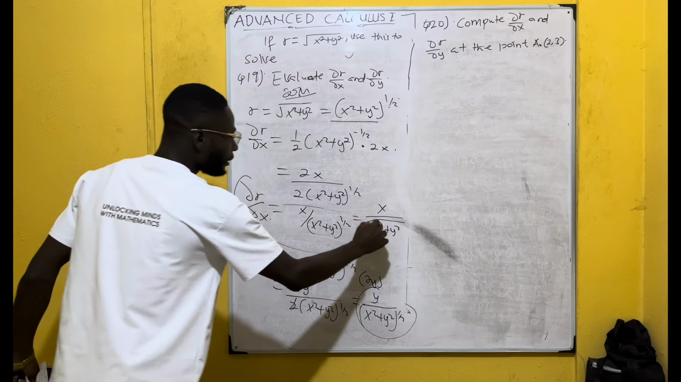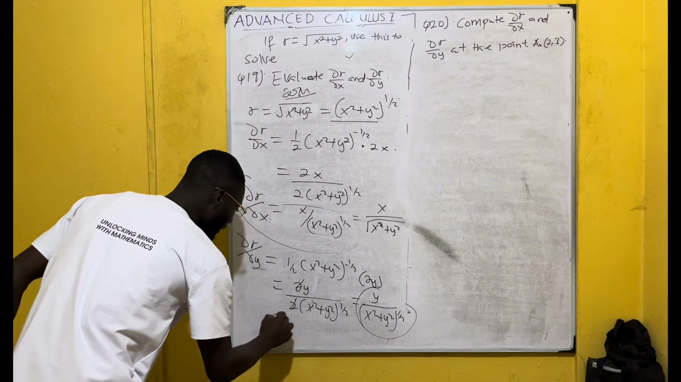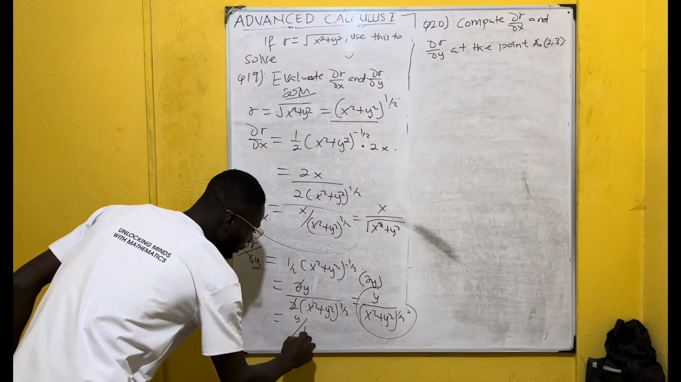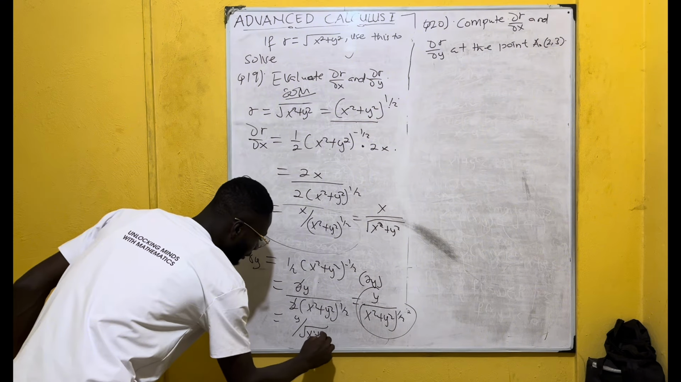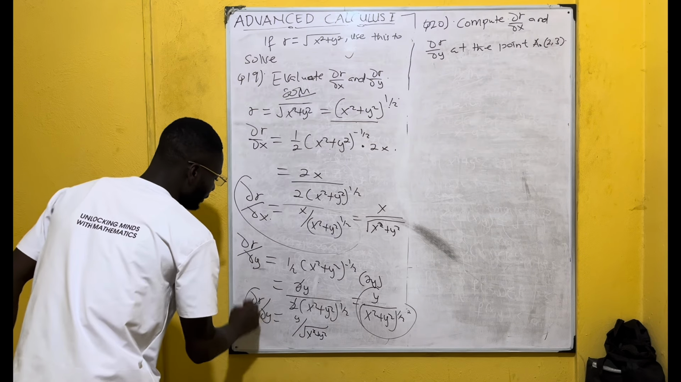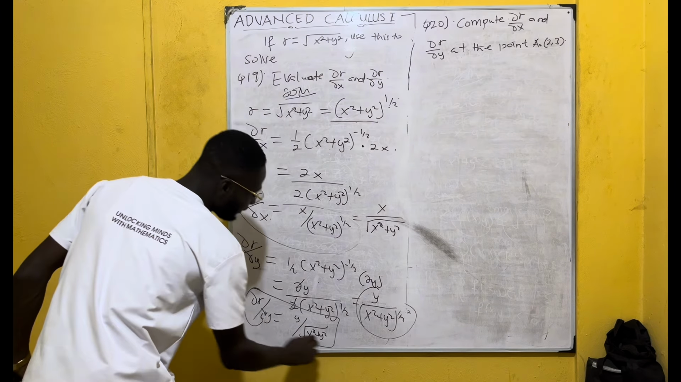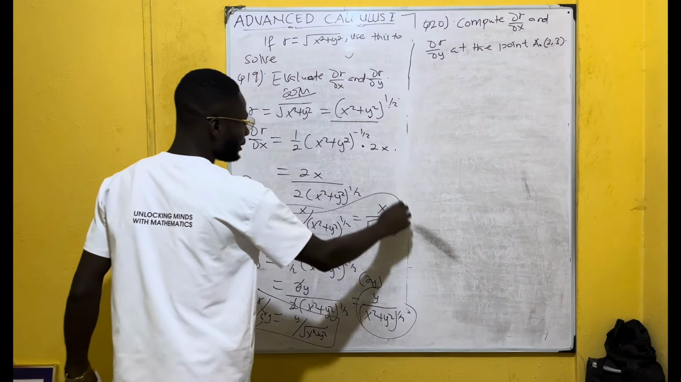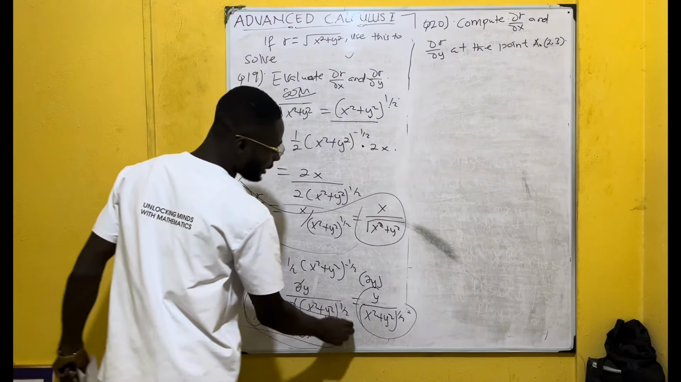The same thing applies to x over the square root of x squared plus y squared. Right, so the derivative with respect to x is this, and with respect to y is this.